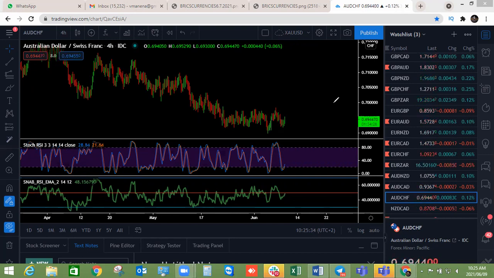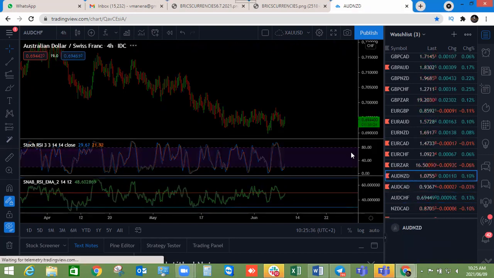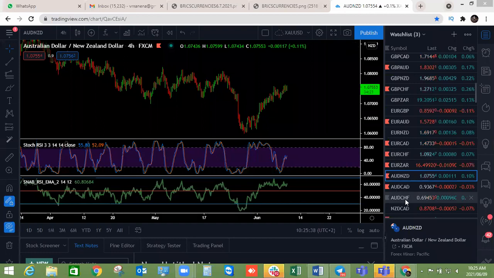Audi New Zealand, yes, you can hold if you're in. You can hold Audi New Zealand if you're in. All right, I don't know where you entered. This is where you should put your stop for now.